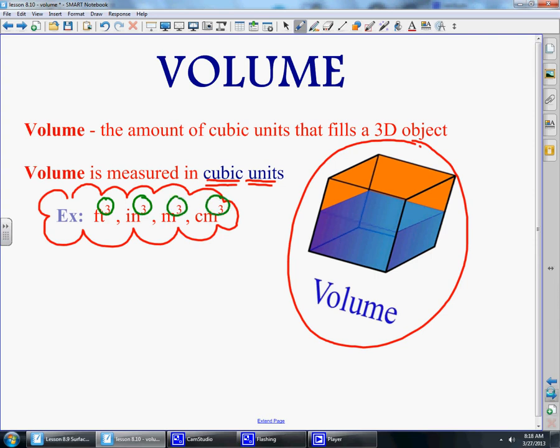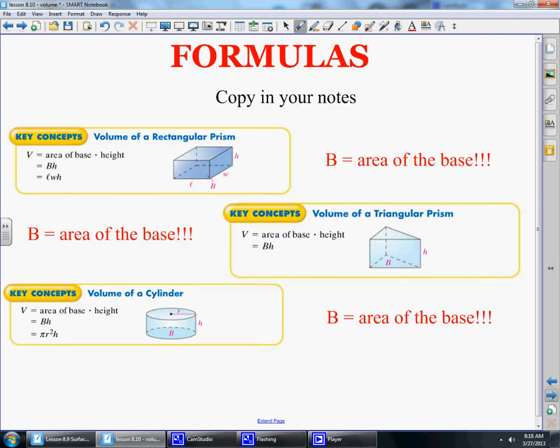And a good way to remember that is when you're finding volume, you're always multiplying 3 numbers together, typically the length, the width, and the height of the solid. Now you need to copy these formulas in your notes. The volume of a rectangular prism is area of the base times the height. Now area of the base we show by big B, not the coffee place, but just the capital letter B. Area of the base.